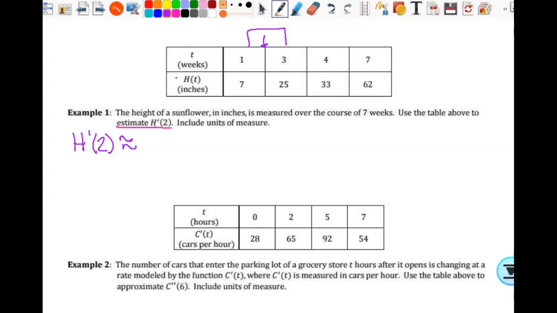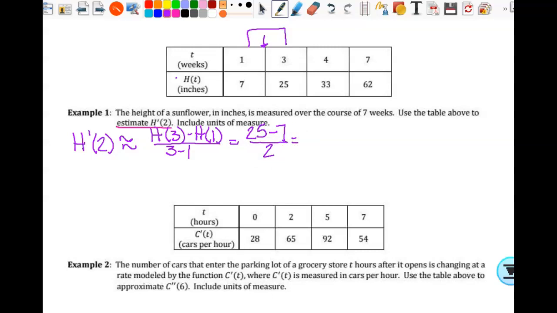We're approximating. So then we are going to find h of 3 minus h of 1 over 3 minus 1, okay? One of the things that they look for when they're scoring this is, did you actually show a difference, which is a difference quotient. We're subtracting, you're actually showing some work here. So then h of 3 is 25 minus h of 1, which is 7, over 3 minus 1, which is 2.